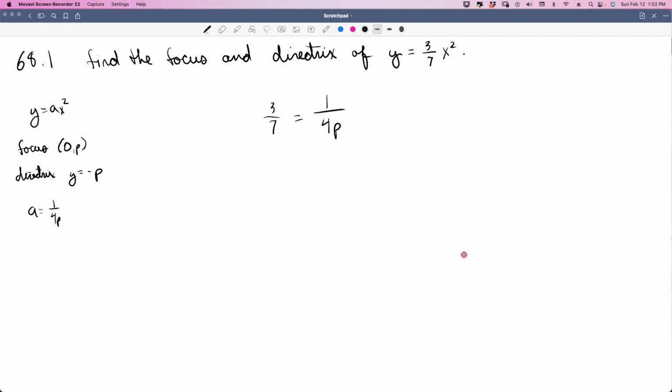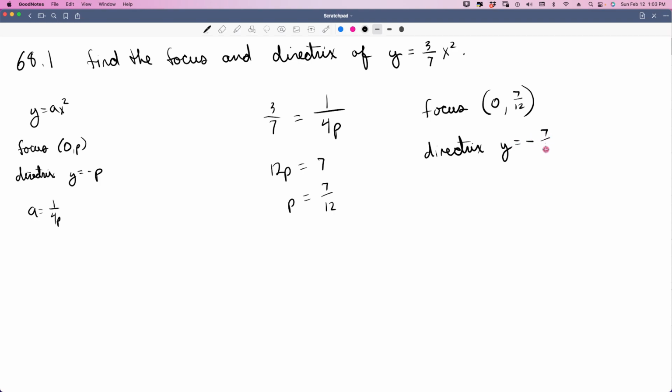We know when we have a pair of fractions set equal to each other that we cross multiply. So 12p is equal to 7. P is equal to 7 over 12. So our focus for this is going to be 0 and 7/12, and our directrix is going to be y is equal to negative 7/12.